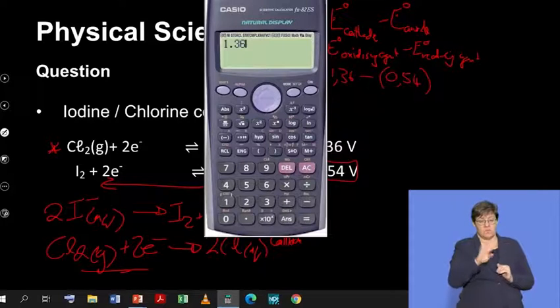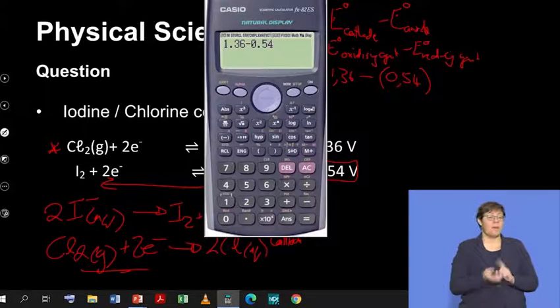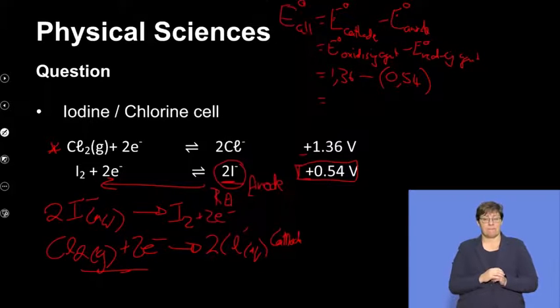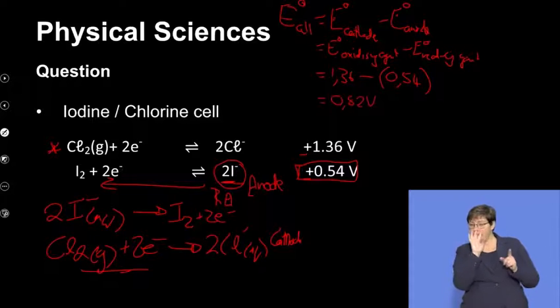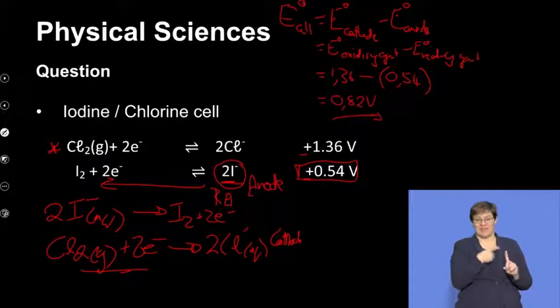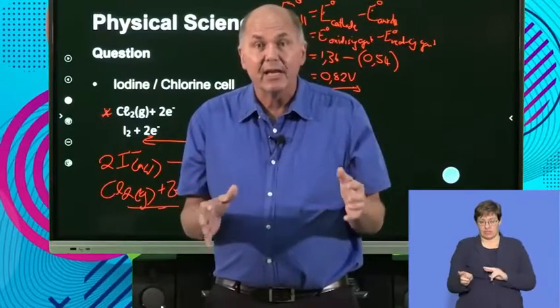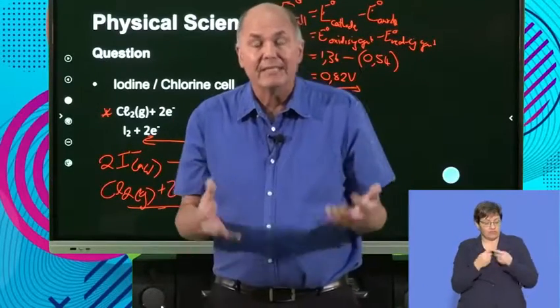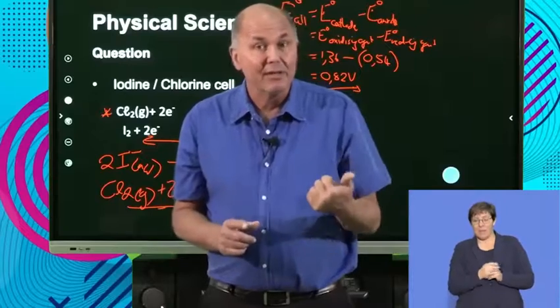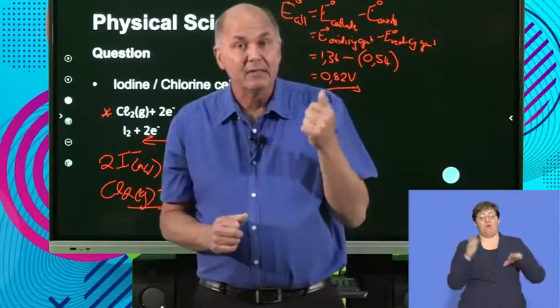1.36 minus 0.54. And what we find is that the answer here is 0.82 volts. Again, notice that it's a positive value. So it is still a spontaneous reaction. It will generate some potential difference, but it's not as much as the magnesium zinc cell.